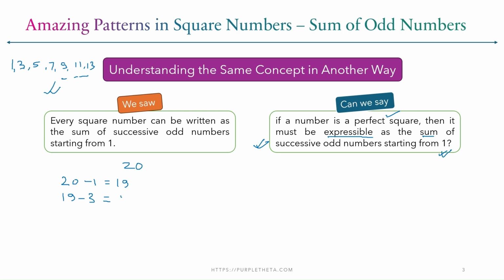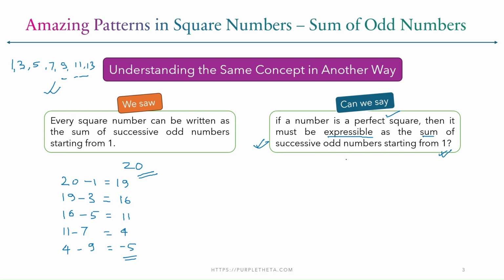19 minus 3 is 16, and for the third step I will subtract from 16 the next odd number, that is 5. 16 minus 5 is 11. From 11 I will subtract fourth odd number, that is 7. The result is 4. And from 4 I will subtract fifth odd number, that is 9. 4 minus 9 is equal to minus 5, right? So here we did not see exactly 0. This means that 20 cannot be expressed as the sum of successive odd numbers starting from 1, right? Therefore 20 is not a perfect square, right?